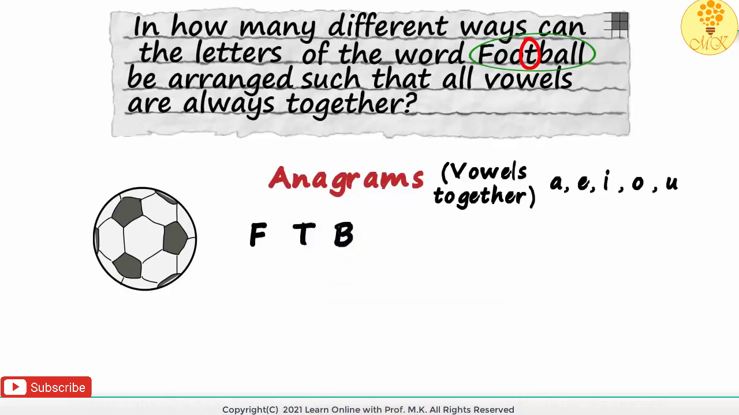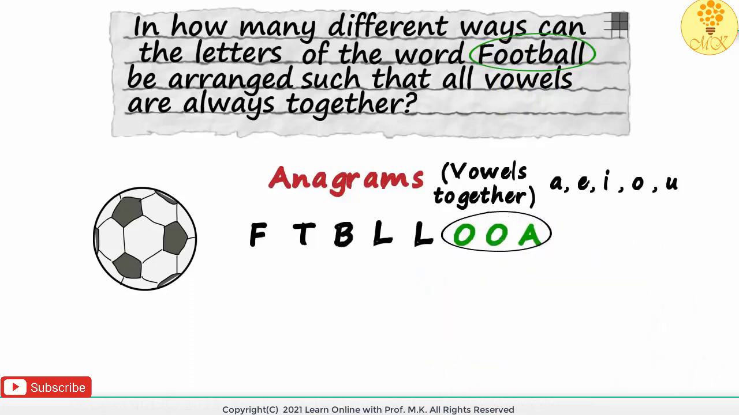B is also not a vowel. A is a vowel, so we don't write it here. The next two letters are L, and L is not a vowel. We can write them here. The vowels we have missed are O, O and A. So we write the vowels together here. As the vowels always have to be together, we consider them as one element.